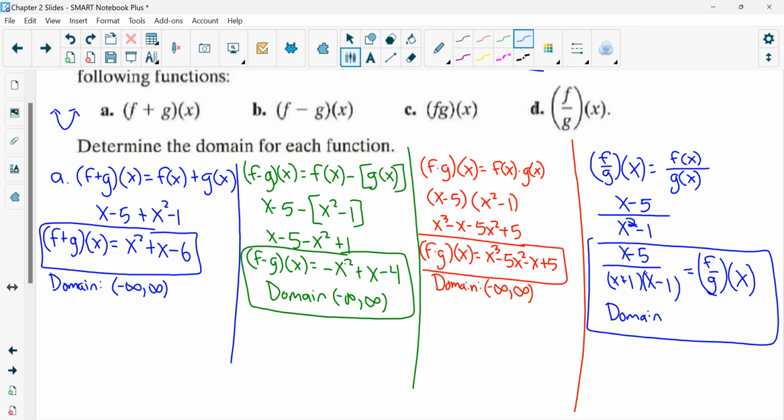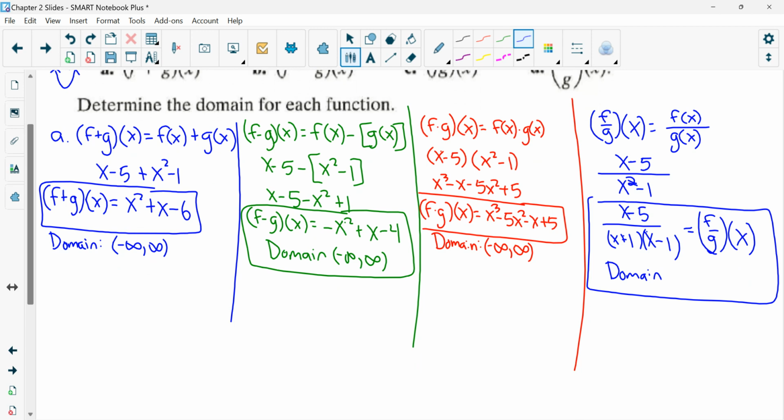So if we're thinking about this domain, first off, what are the exclusions? What's not going to work? Right, negative 1, positive 1 will not work. So again, if you struggle, you can always make a number line. So here's positive 1 with an open dot. Here's negative 1 with an open dot. And the shading will be to the left, in the middle, and to the right. It's just not those three values.